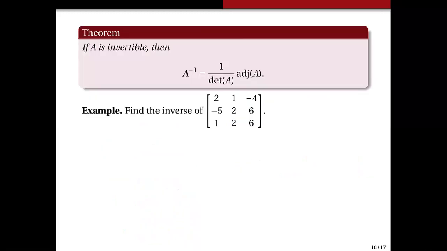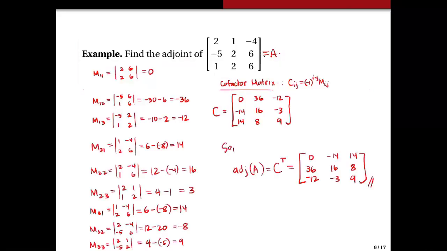Now, in relation to the adjoint, we can find the inverse of a matrix if it is invertible. So if A is invertible, then A inverse is equal to the adjoint of A multiplied by 1 over the determinant of A. So here we have the matrix 2, 1, negative 4, negative 5, 2, 6, and 1, 2, 6. This is the same matrix as in this: 2, 1, negative 4, negative 5, 2, 6, and then 1, 2, 6.